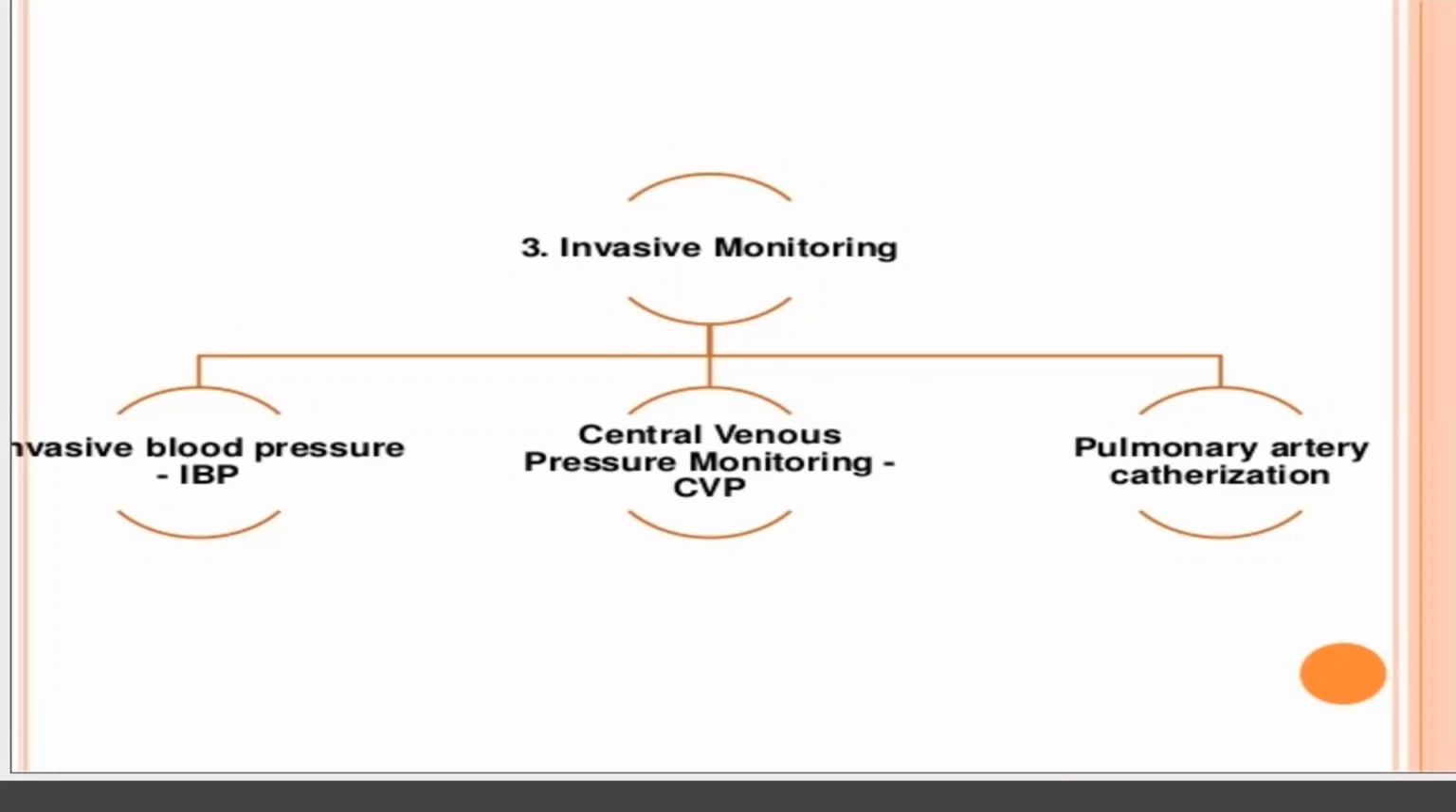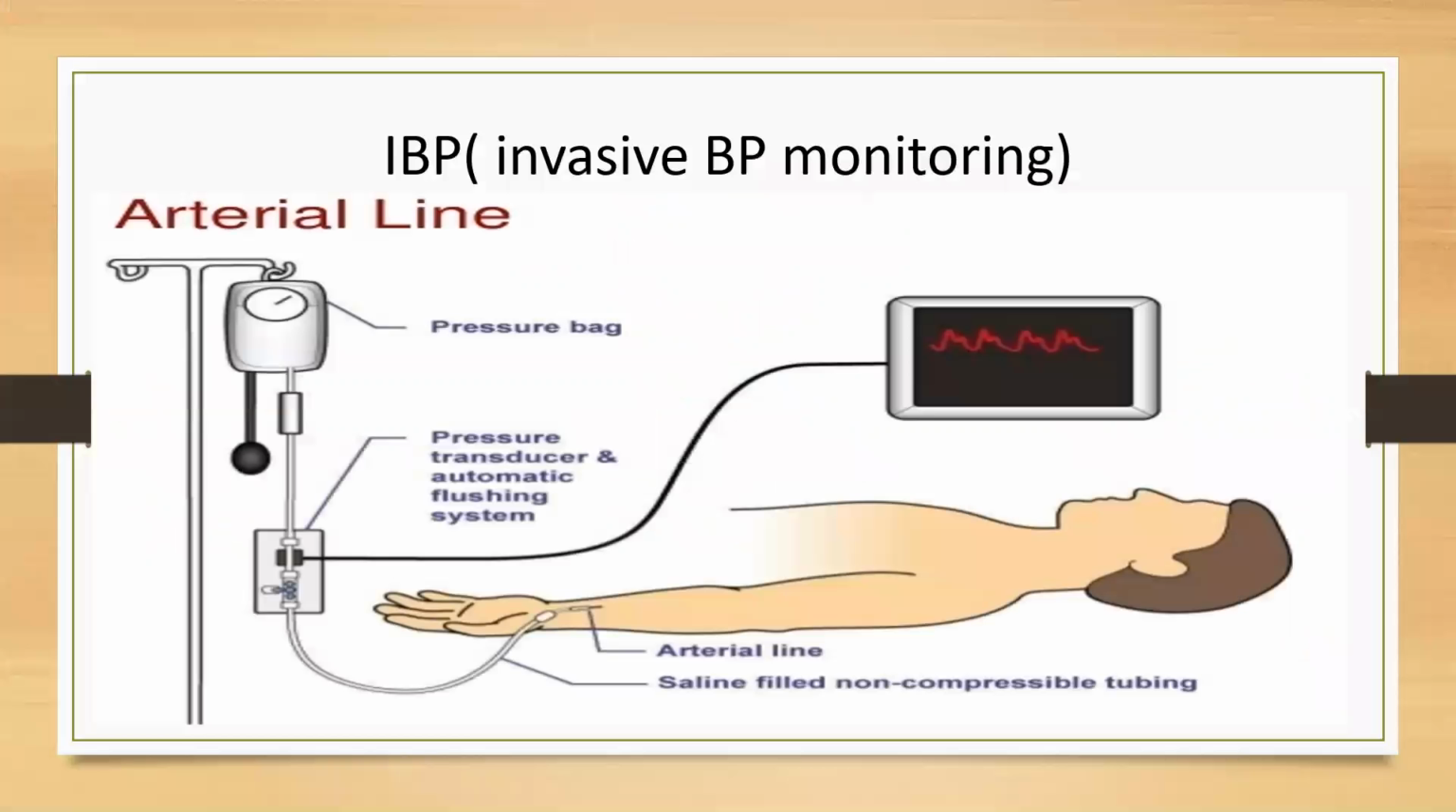Invasive monitoring includes invasive blood pressure monitoring, central venous pressure monitoring, and pulmonary artery catheterization. Invasive blood pressure monitoring: here we use an arterial line for blood pressure monitoring.